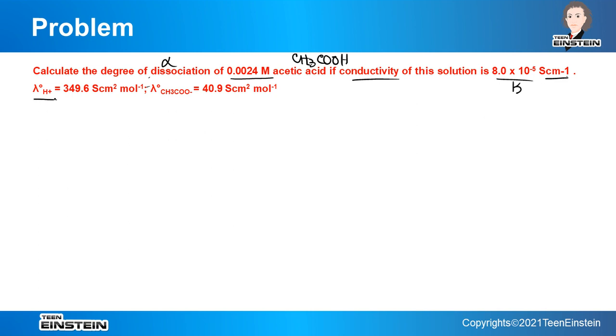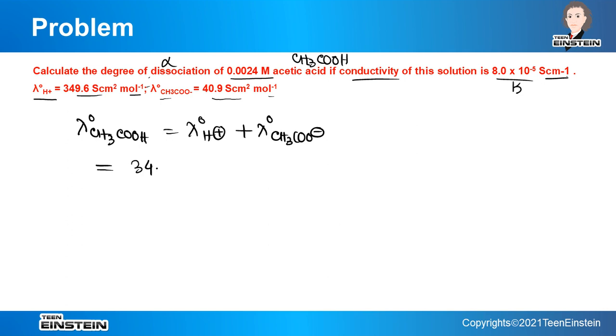And some more information given, lambda naught of H plus, that means infinite dilution values. These are all infinite dilution values. Okay. And it is per mole, that means it is molar conductance. So lambda naught of acetic acid will be equal to lambda naught of H plus plus lambda naught of acetate ion. These two values are given, 349.6 and 40.9, so 390.5 S centimeter square per mole. Okay, so this is the value of lambda naught HOAc.